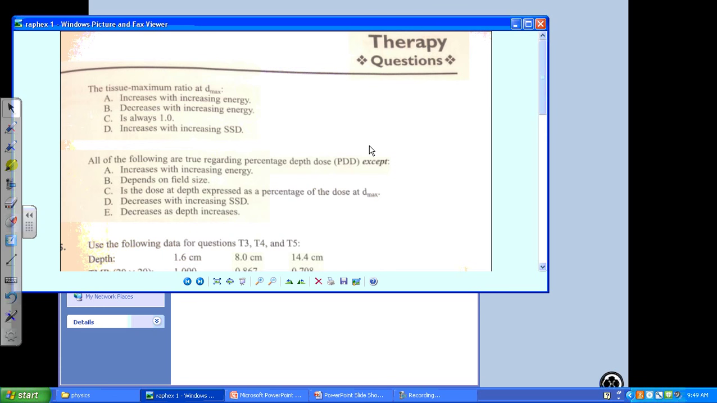Yes, it increases with increasing energy. Depends on field size? Yes. Is the dose at depth expressed as a percentage of dose at Dmax? Yes. Decreases with increasing SSD? Nope. Correct, it increases with increasing SSD. And decreases as depth increases? Yes. All right, cool.